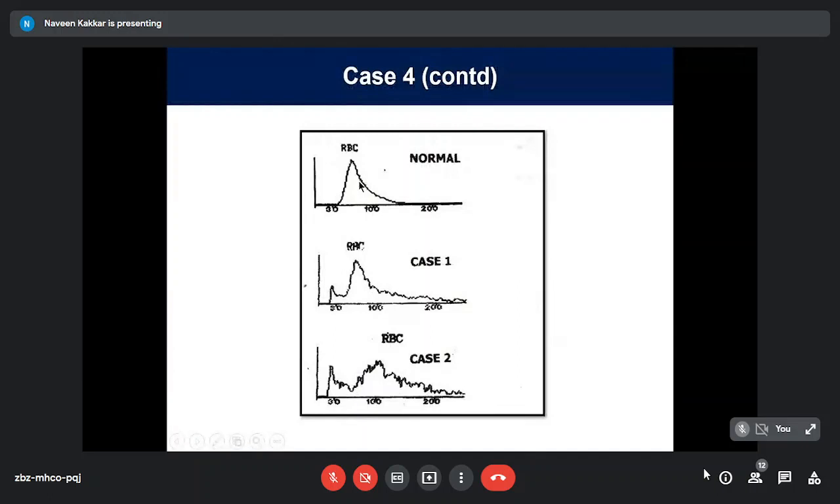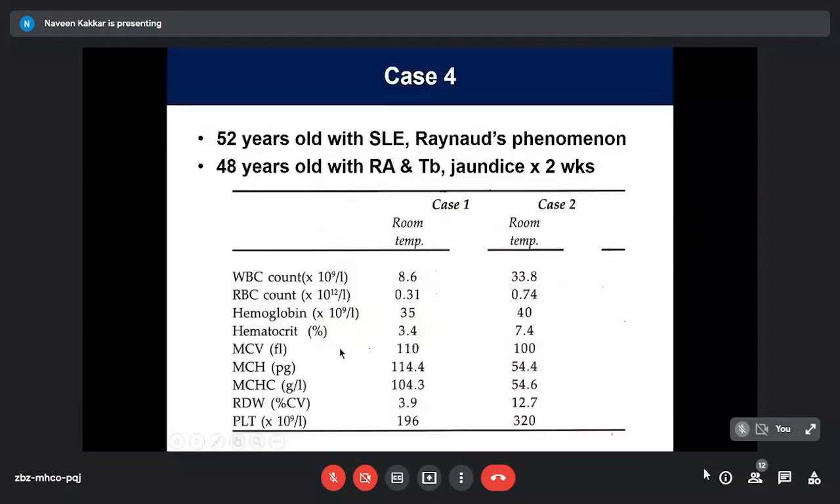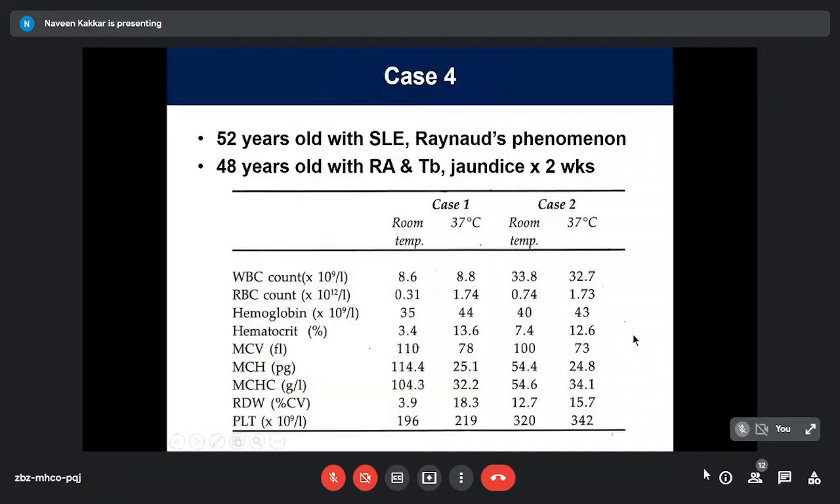That's a histogram in these two cases. That's normal. That's case 1 and 2. A very irregular flutter, almost sawtooth-like, going beyond 200 femtoliters. So here actually the histogram is telling you the diagnosis and also the indices. Before even you see the smear, you know what to expect. So you warm the sample at 37 for about 20 to 30 minutes, and what do you get? Normal values. Everything back to normal, indices are normal here, same there.